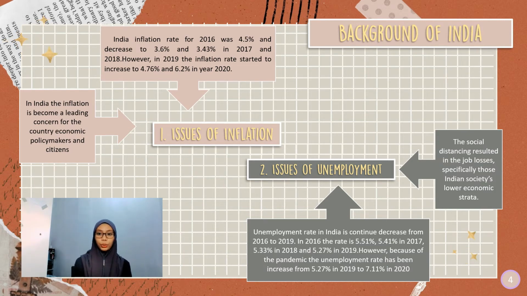The unemployment rate in India continued to decrease from 2016 to 2019. In 2016, the rate was 5.51%, decreased to 5.41% in 2017, and 5.33% in 2018. It continued to decrease to 5.27% in 2019, and unfortunately, due to the COVID-19 pandemic that led to social distancing among society, the unemployment rate increased to 7.11% in 2020.